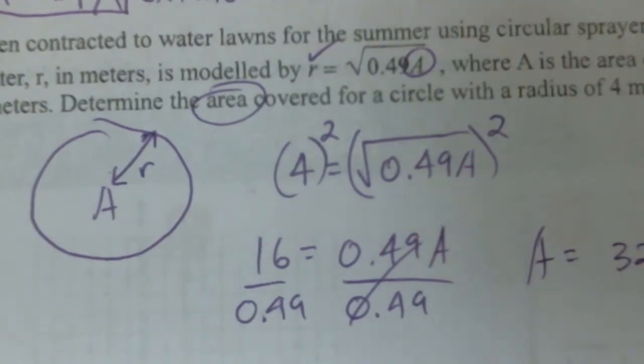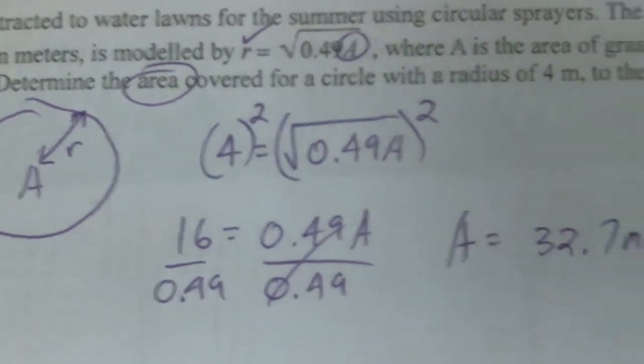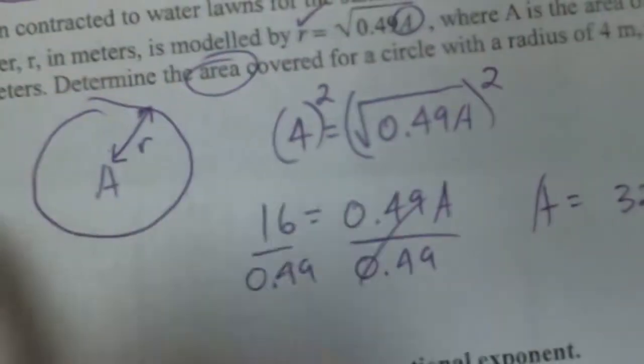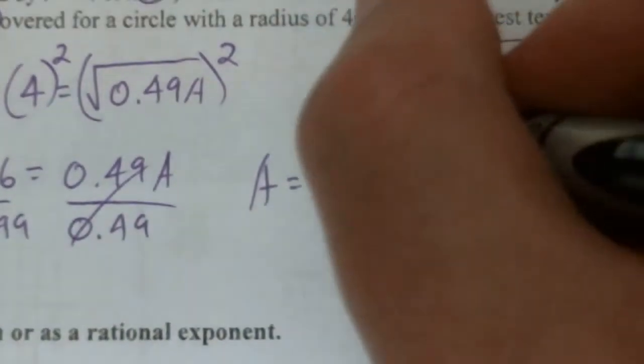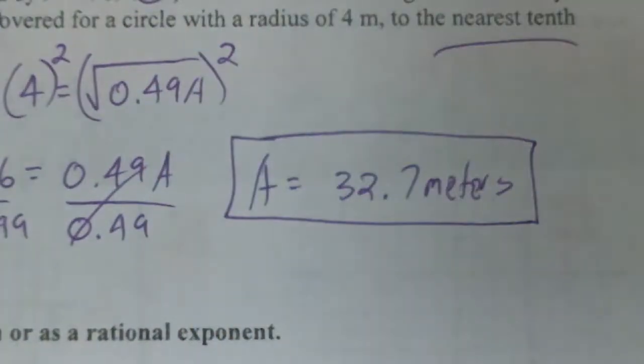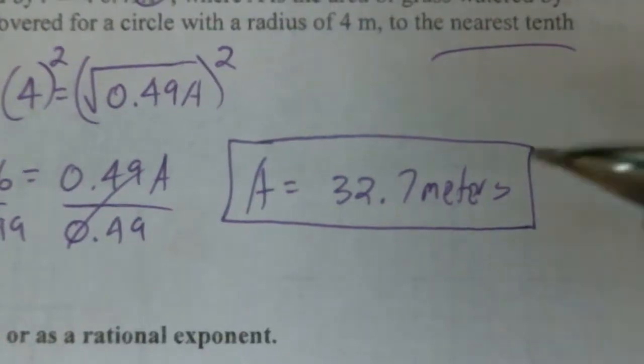32.7 meters. Now this says round. Normally we don't care what we round to, but the word problem says round to the nearest tenth. Okay, so make sure that you're following the instructions tomorrow if it says round to the nearest whole number, nearest tenth, or whatever. So let's stop for a minute and ask ourselves, does this make sense?